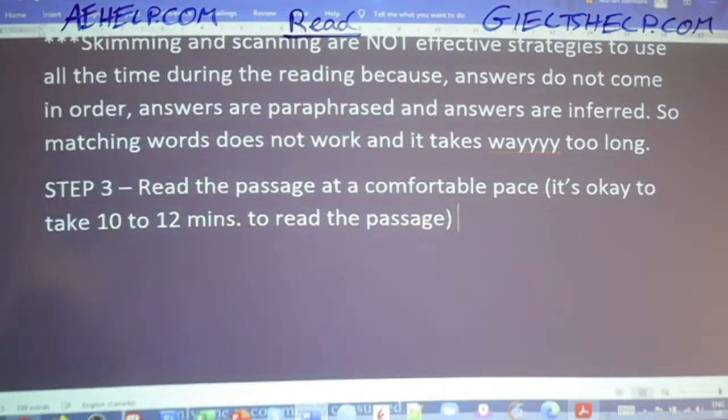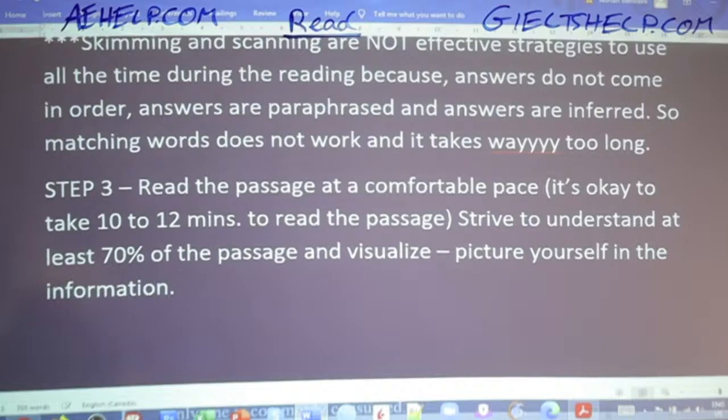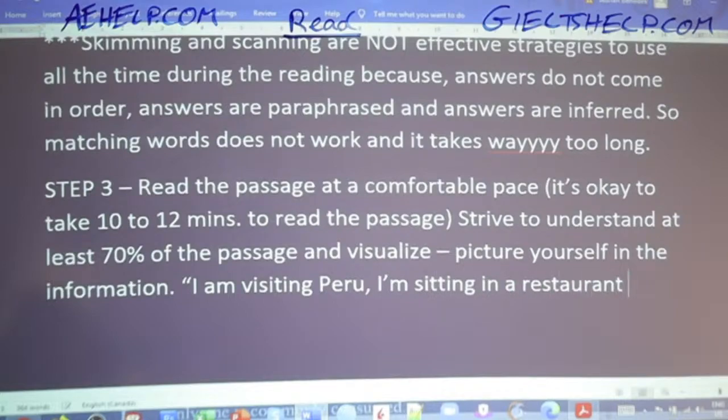So strive to understand at least 70% of the passage and visualize. Picture yourself in the information. So, for instance, I am visiting Peru. I'm sitting in a restaurant drinking chica.